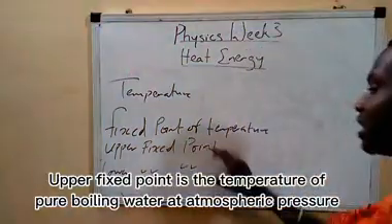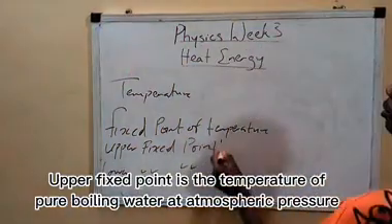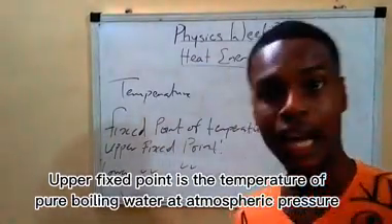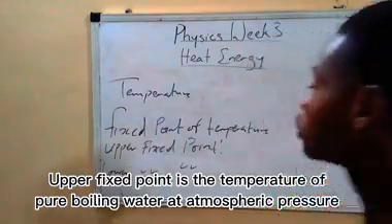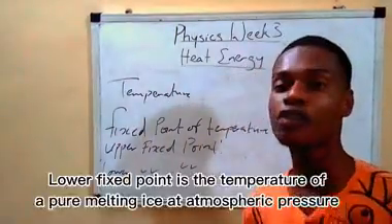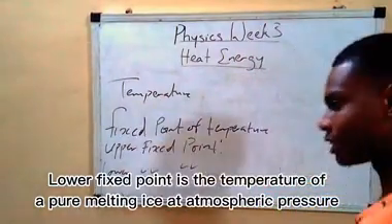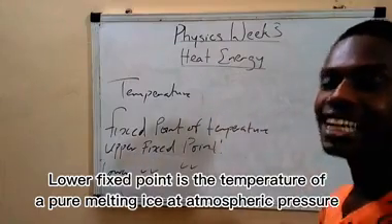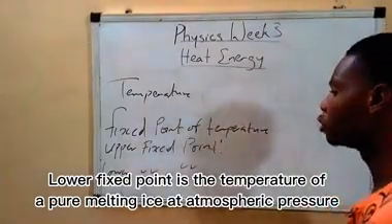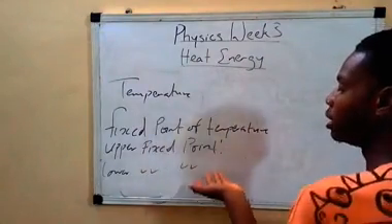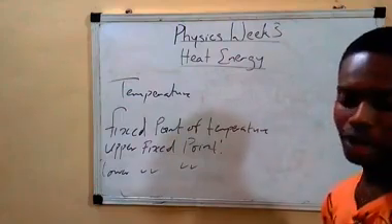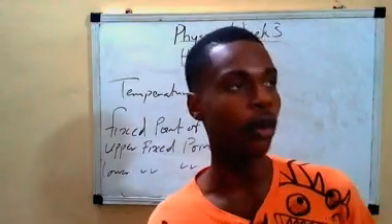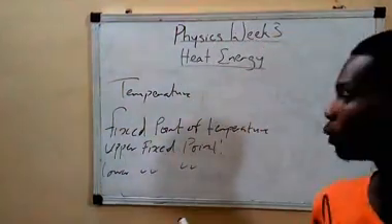The upper fixed point is defined like this. It is the temperature of pure boiling water at atmospheric pressure. The lower fixed point is the temperature of pure melting ice at atmospheric pressure. So this one is boiling water, this one is ice water at atmospheric pressure. There is still something I did not tell you under temperature that I want to tell you before we call it a day.